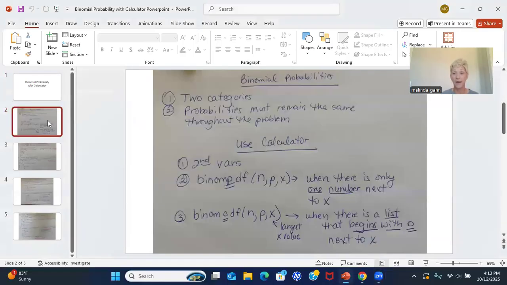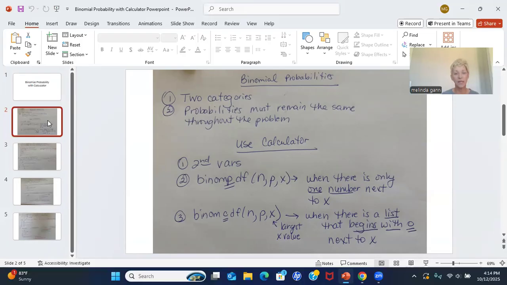Now, remember with binomial probability, just a quick review. You can only have two categories. All right. So it could be things like you pass or you fail. You roll a two on a die or you don't roll a two on a die. It could be you live or you die. So there can only be two categories for it to be binomial.